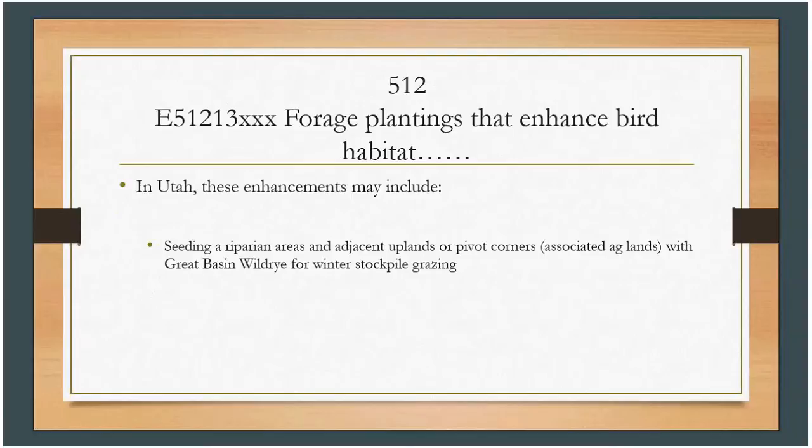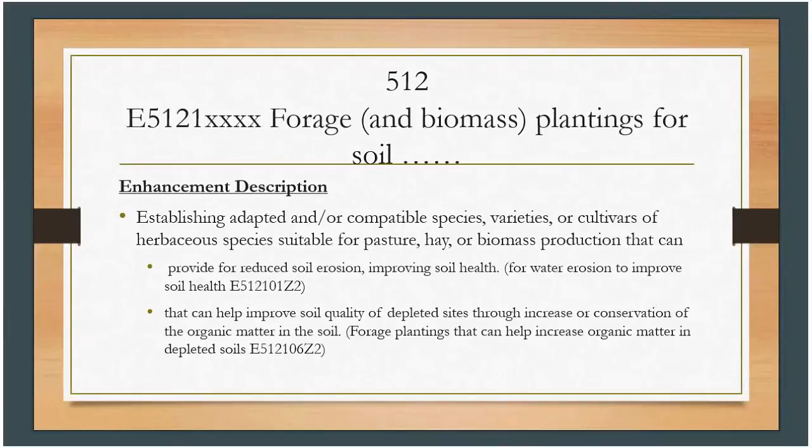So again, in Utah, these enhancements might include, on the associated ag lands, using Great Basin wildlife for winter stockpile grazing. I think the hardest thing in applying any of these enhancements is that constraint that's in them to have to use native plants, which is just a hard thing to do on pastures in Utah.